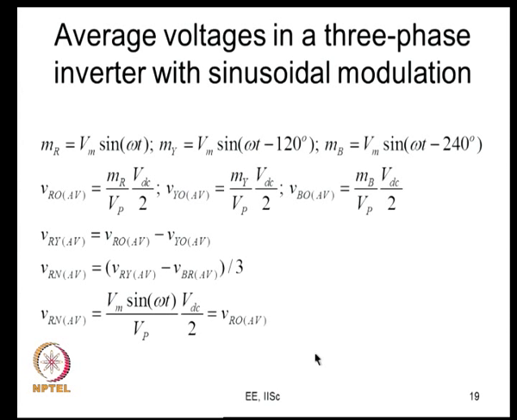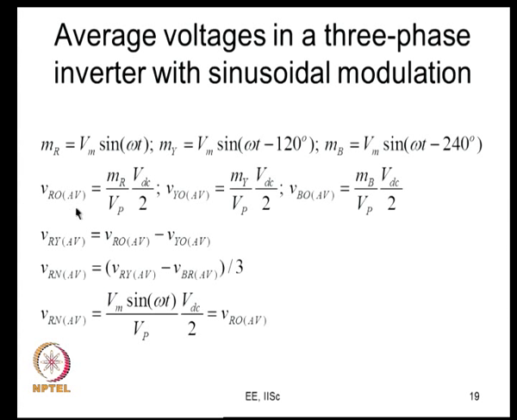Next, we will start looking at the average quantities, averaged over the subcycles. Now, you have MR, which is Vm sin omega t, a sinusoidal modulating signal for R phase. MY is the sinusoidal modulating signal for Y phase, same amplitude, same frequency, phase shifted by 120 degrees. MB is the sinusoidal modulating signal for B phase, same amplitude, same frequency, phase shifted by 240 degrees from MR. So, this is what you have. Now, you are going to compare them with the carrier and produce the signals.